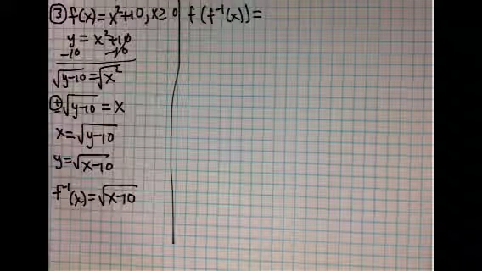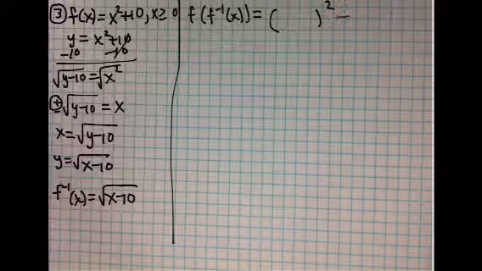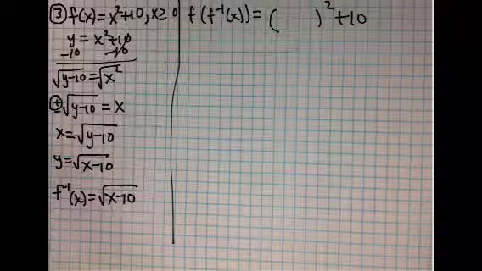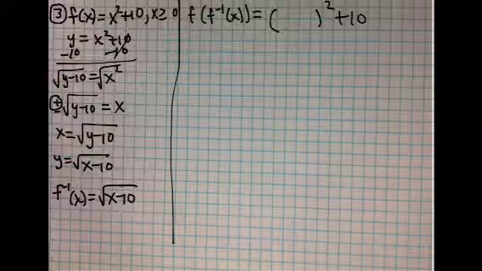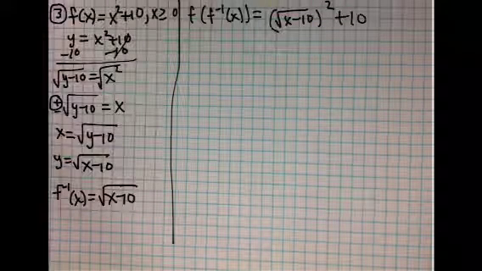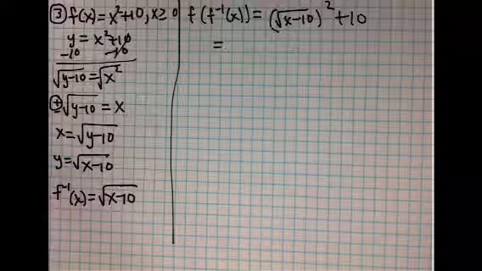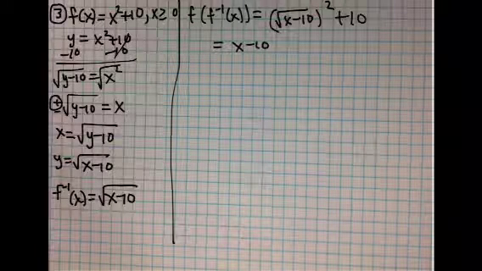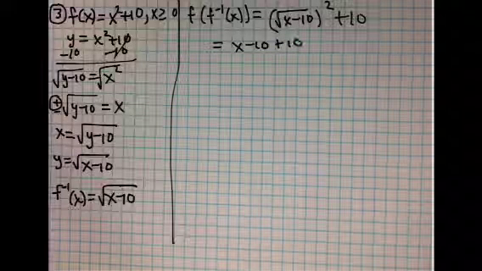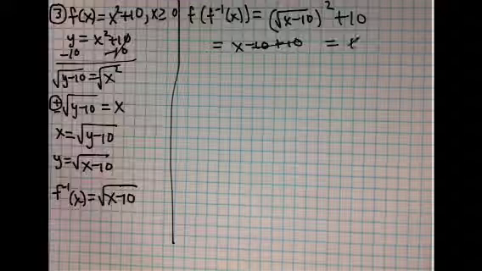So that means we start off with f of x. So parentheses squared plus 10. And inside the parentheses, I'm going to put the f inverse of x function, which is square root of x minus 10. So when you square a square root, you eliminate the radical. Plus 10. And so 10 minus 10 is gone, and I'm left with x.